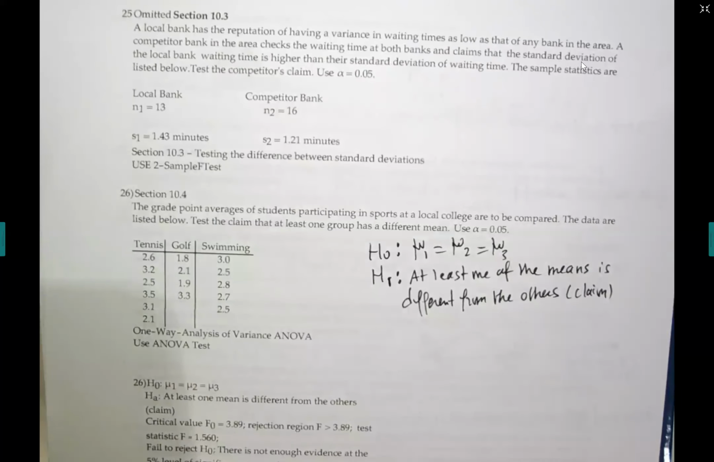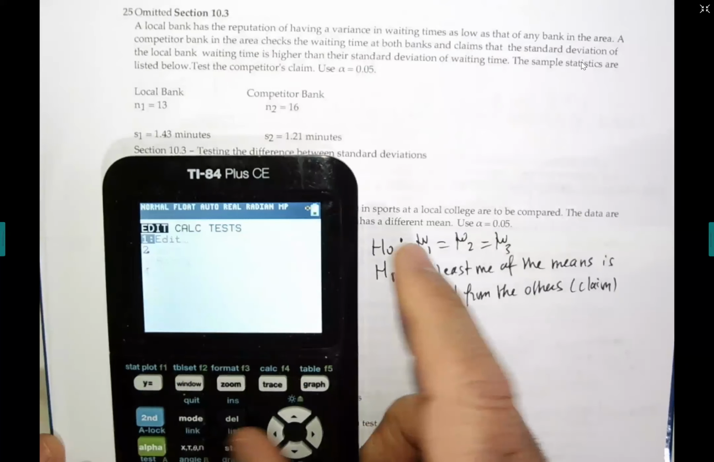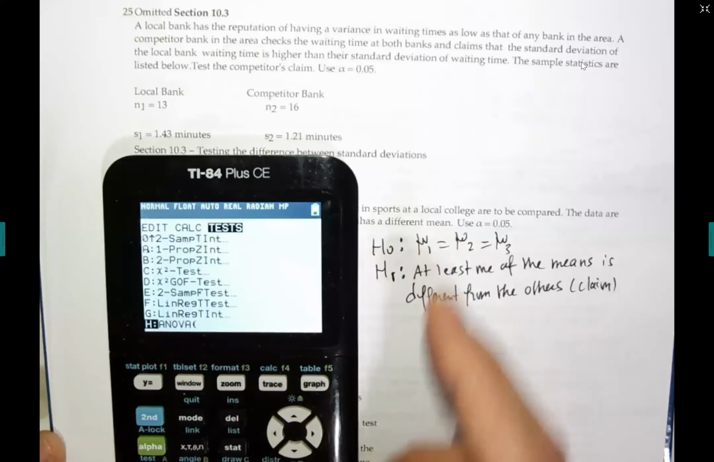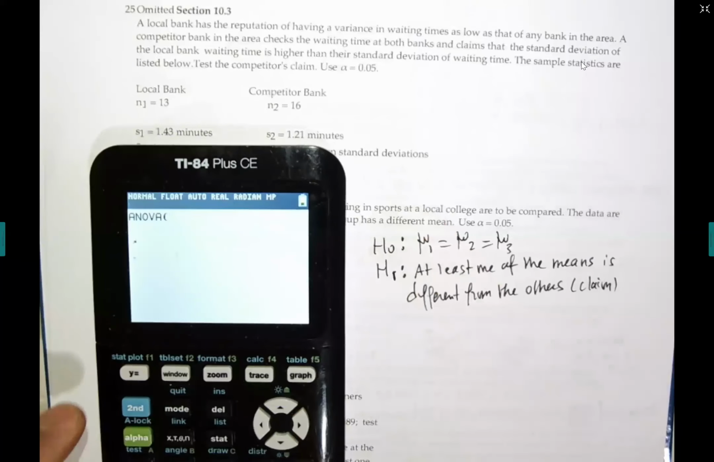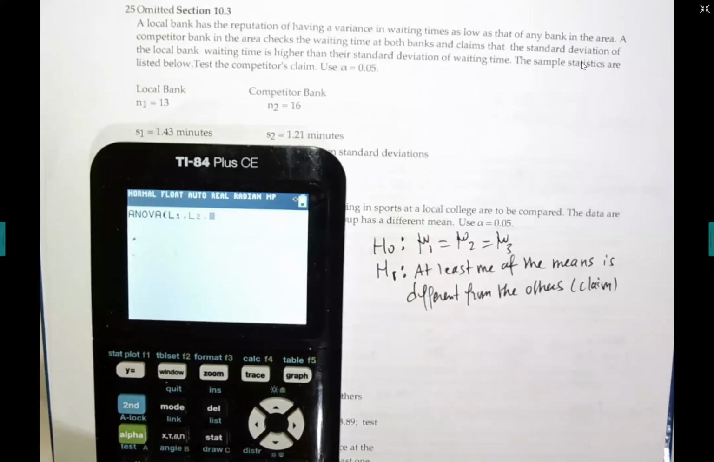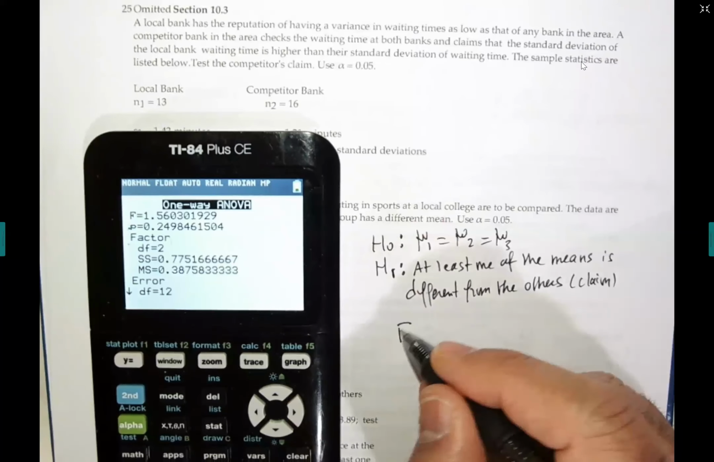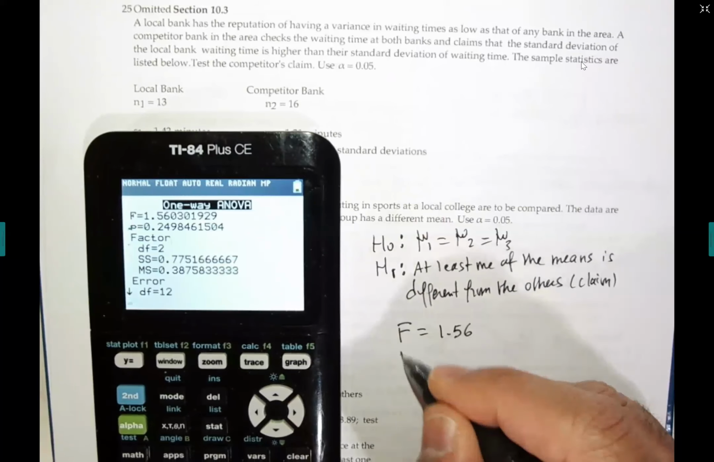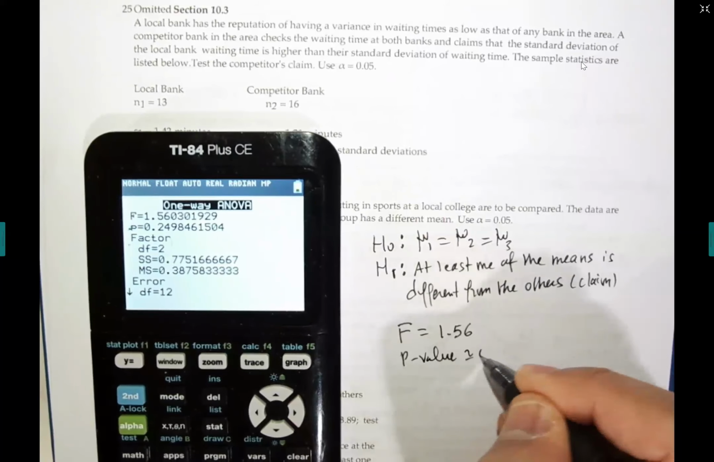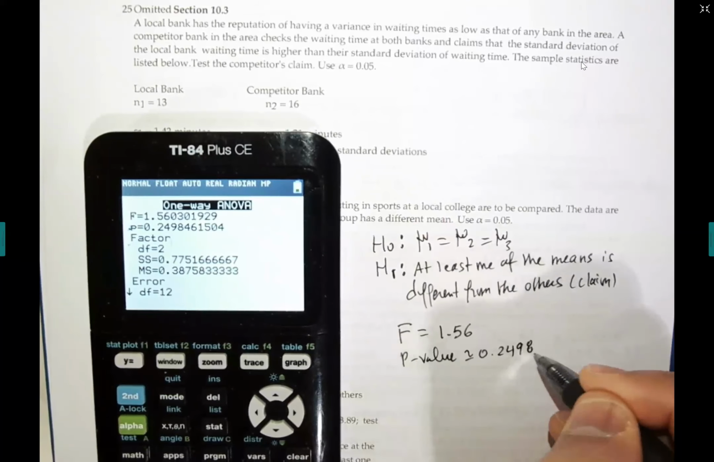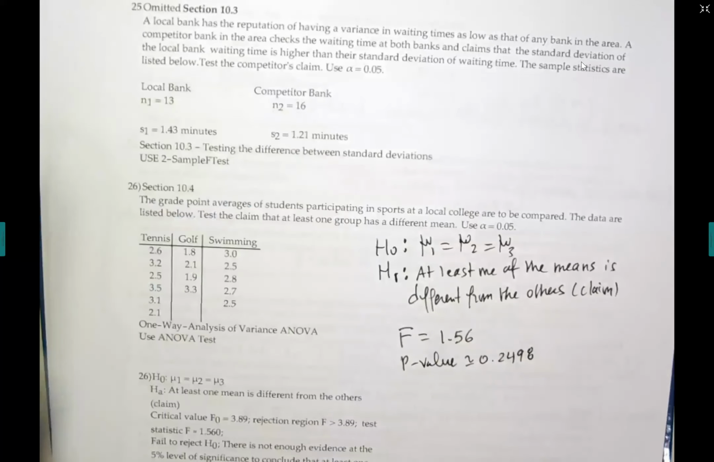And Anova is the last test, guys. So you go to stat, tests, Anova. You key in L1, second, and then number 1, comma, second and number 2, and then followed by a comma, second and number 3, and close. That's what you should have. Enter. And F, it's an F distribution. P-value is 0.2498. Okay, I don't need anything from the calculator anymore.